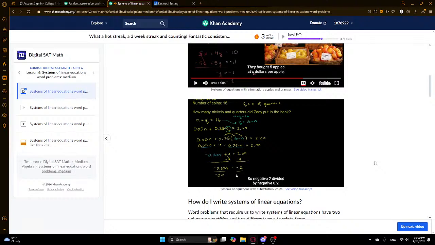So negative 2 divided by negative 0.2. The negatives cancel out, and we are left with n is equal to 2 divided by 0.2, which is just going to be 10. N is equal to 10. And then we know that q is equal to 16 minus n from the first constraint. Q is equal to 16 minus n, which is 10, which is going to be 6. So Zoe put in 10 nickels. She put in 10 nickels. I want to do that in a different color.